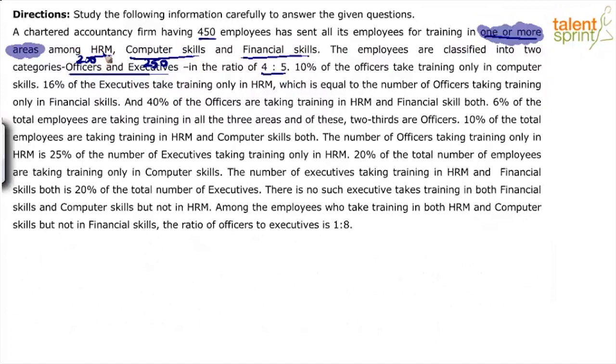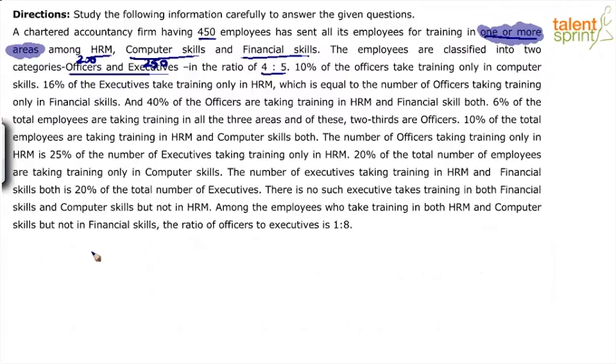And there are three categories: HR, computer skills and financial skills. Remember, employees have been sent in one or more areas. So they can be in only HR or only computer skills or only financial skills, or more areas, which means some employees can be in HR and computer skills, some can be in HR and financial skills, some can be in computer skills and financial skills, and a few of them can be in all the three areas. So instead of drawing those Venn diagrams and all that, let's keep it simple. I'll give you an easier way of getting the answers there. Don't draw the Venn diagram.